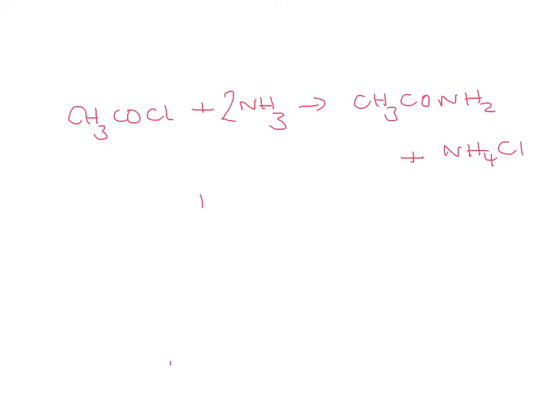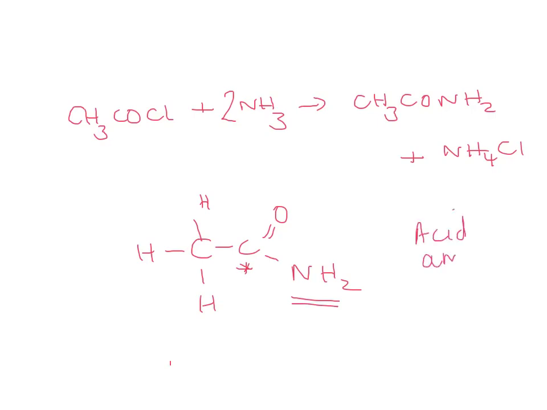The product of this reaction has a structure shown here, which can be identified as an amide. We've got to find that special C double bond O to recognise it comes from an acid, and we've got an amine group here, so it's an acid amide. In particular, this acid amide is called ethanamide.